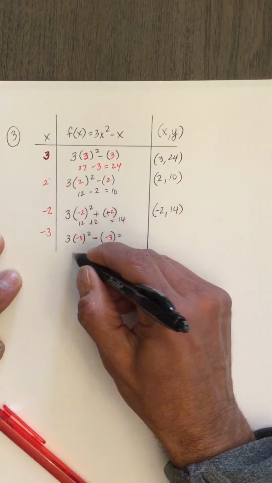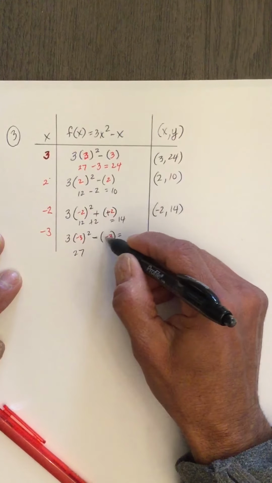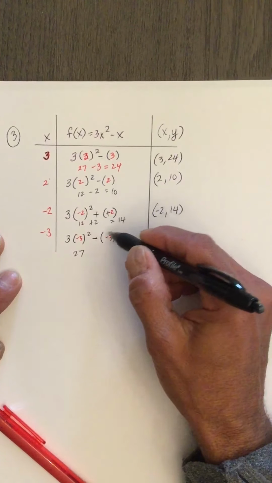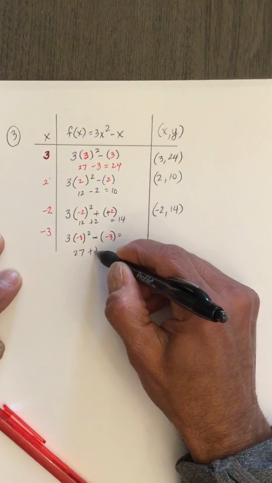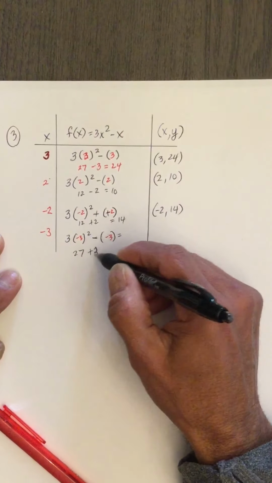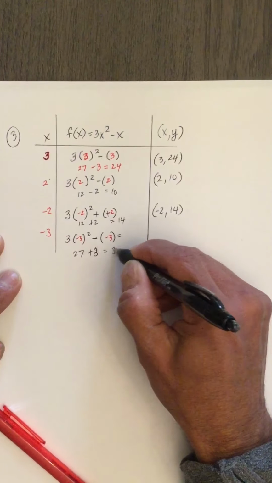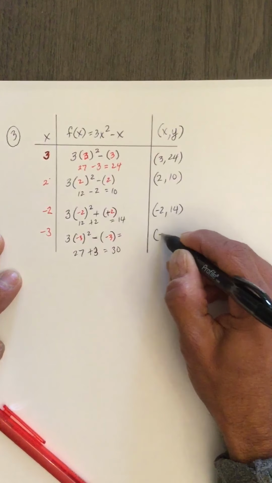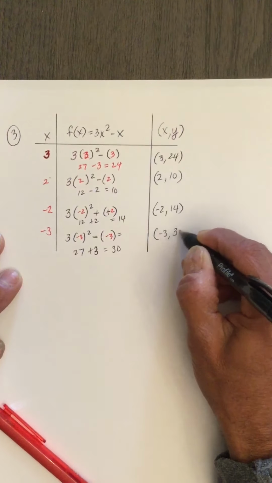-3 squared is 9. 9 times 3 is 27. Okay, I got 2 negatives there, right? So that's going to be a positive. So 27 plus 3, 30, right? So when I put in -3, I get a 30 out.